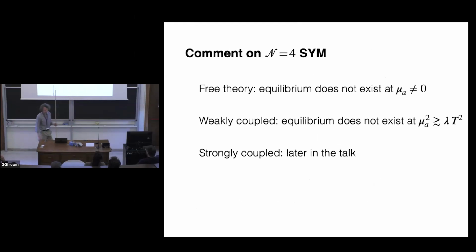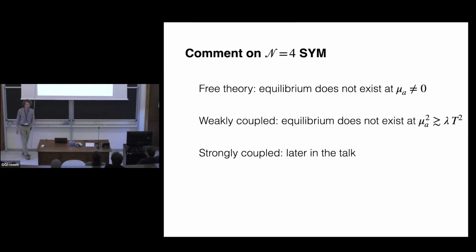So, a brief comment on N=4 supersymmetric Yang-Mills theory. In the context of holography, you hear about strongly coupled N=4 super Yang-Mills, but it doesn't have to be strongly coupled. It's a quantum field theory, a conformal field theory. The coupling can be tuned from very small to very large. If the theory is non-interacting, a free N=4 super Yang-Mills theory, then an equilibrium state does not exist at non-zero chemical potential.